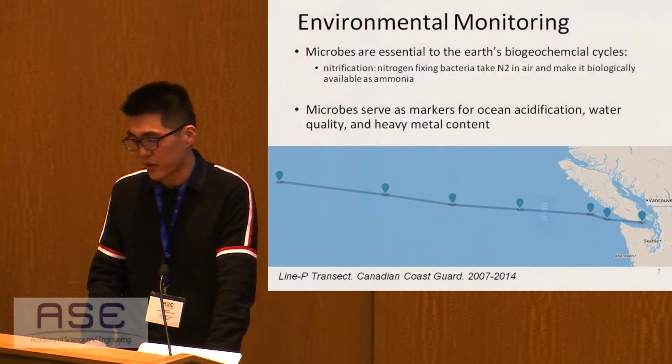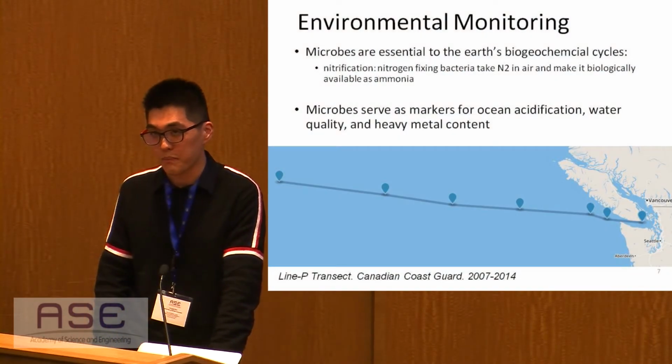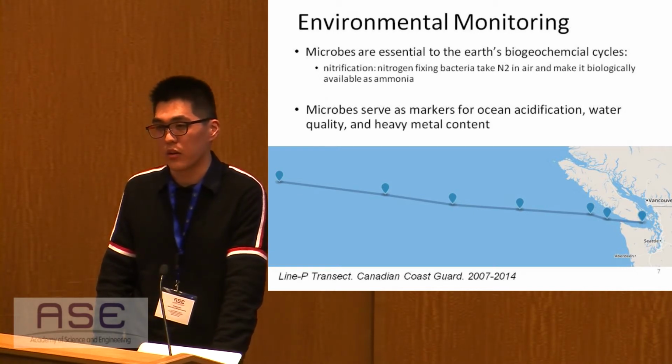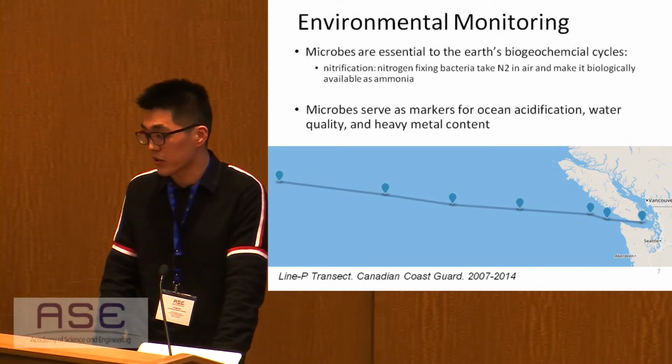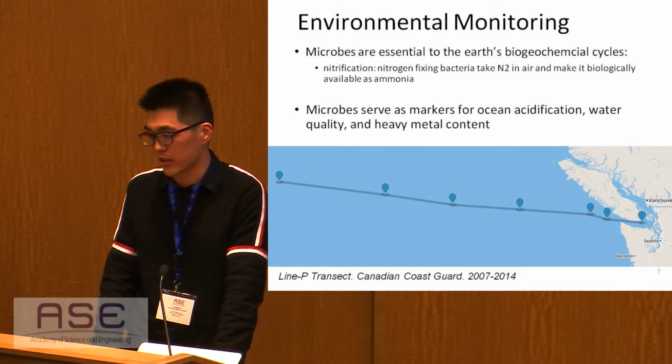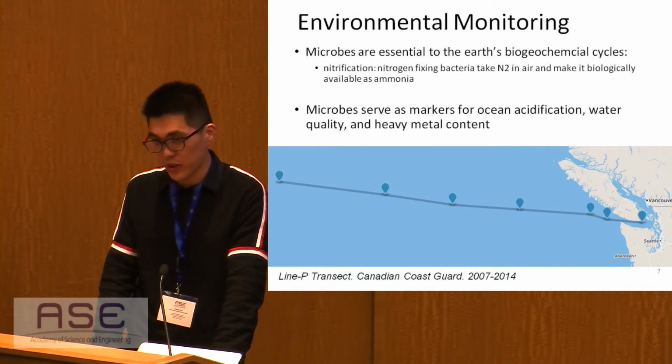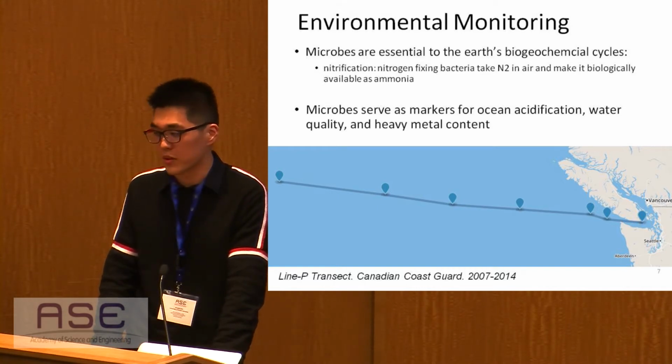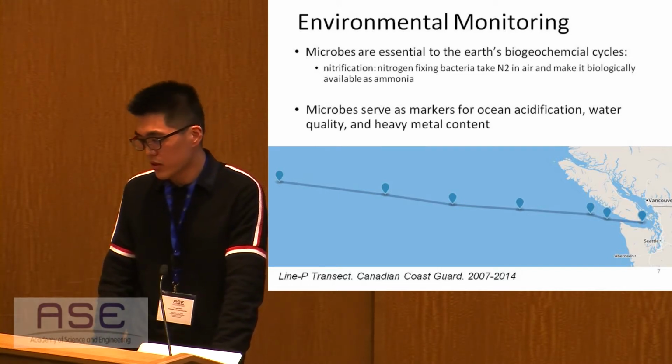And finally, for the environmental monitoring, we use microbes to see how the acidification of the ocean is happening, how certain cycles are working, such as the nitrogen cycle, and we use them to test for oxygen minimum zones and for heavy metal content.